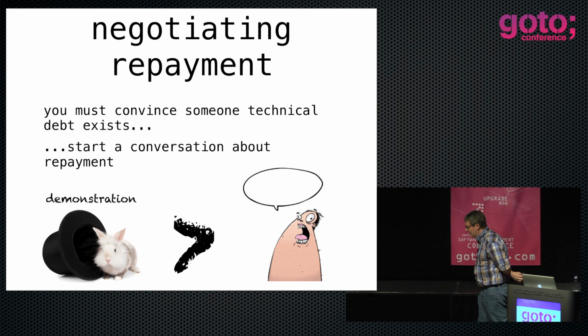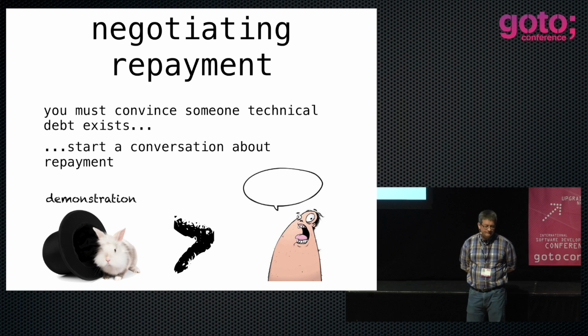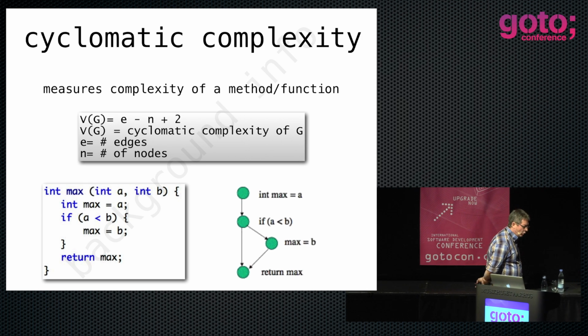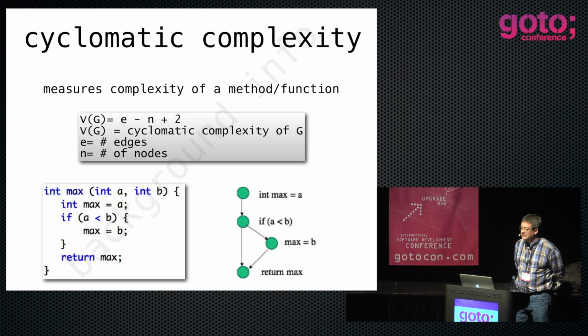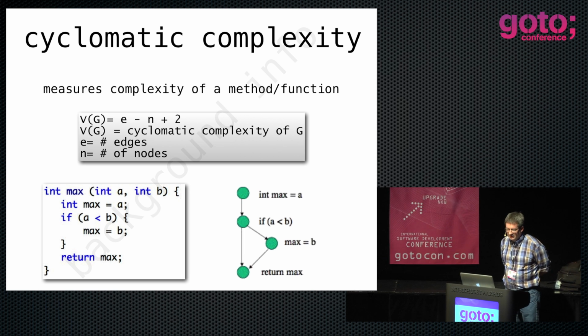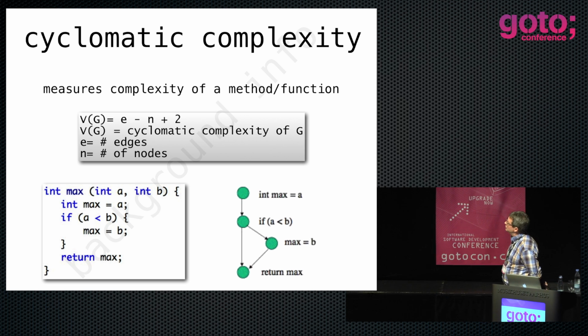But before I do that, I need to digress for just a second and do a little background on a particular metric called cyclomatic complexity that many of you are no doubt familiar with. This is a very old metric that's been around since the 1970s. You also hear this called McCabe's cyclomatic complexity because Thomas McCabe created it. But the idea here is that you can place a numeric value on how complicated a function or method is.